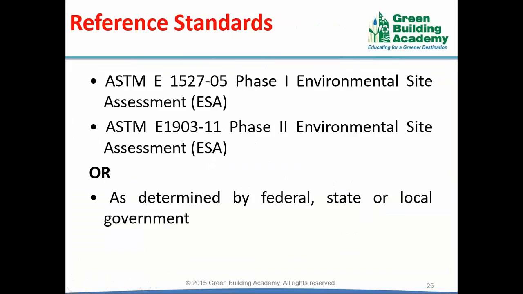The reference standards for the prerequisite are ASTM E1527-05 Phase 1 Environmental Site Assessment and ASTM E1903-11 Phase 2 Environmental Site Assessment, or as determined by federal, state, or local government. For example, the Ministry of Environment in your countries may have another standard because of a particular regional situation, and it is more stringent, so you will follow that. The stringent one will be followed.